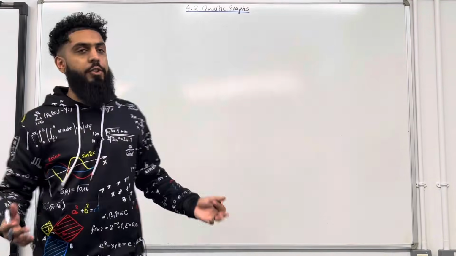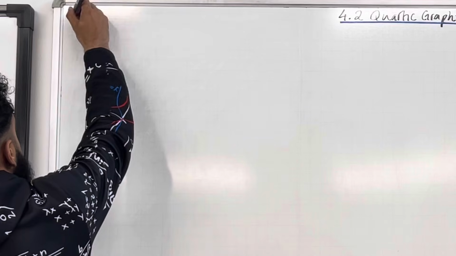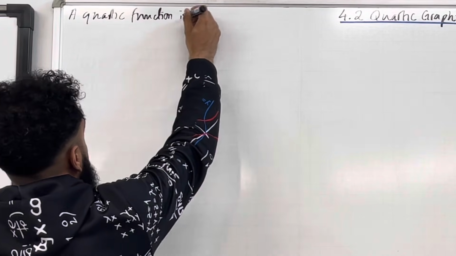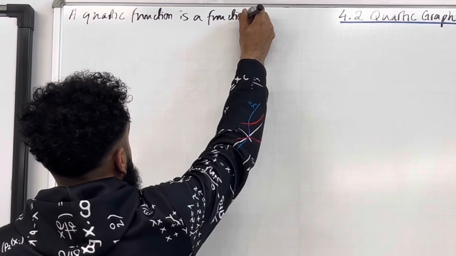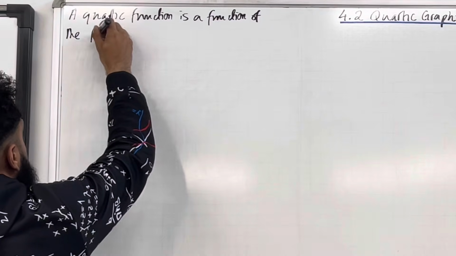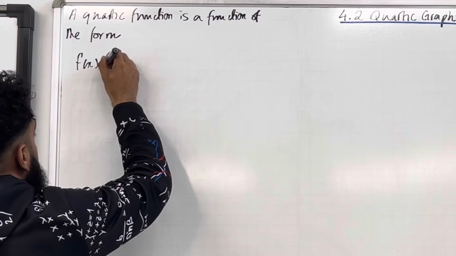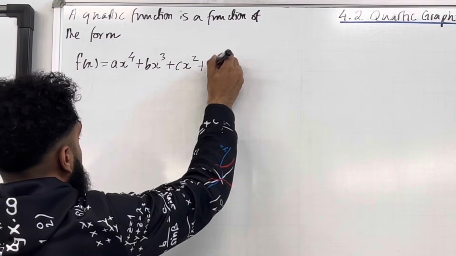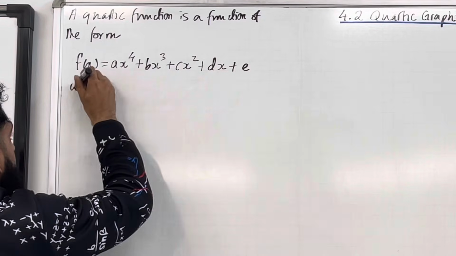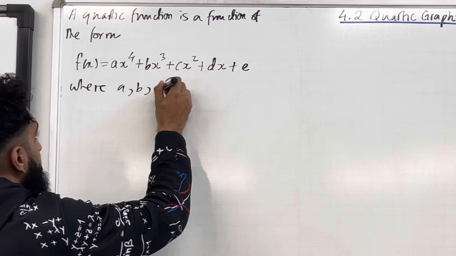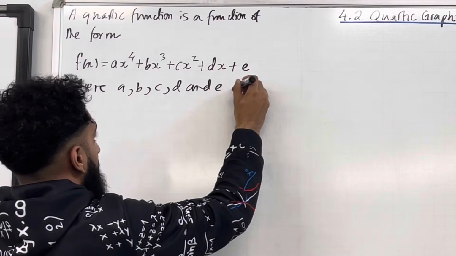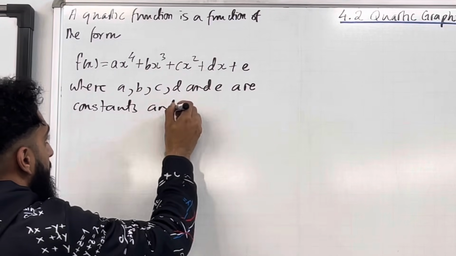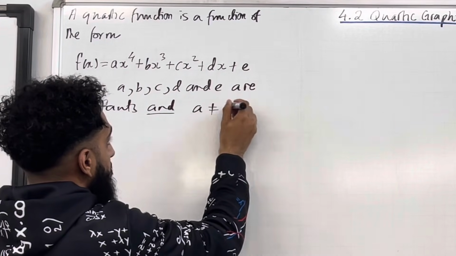Firstly, what is a quartic function? A quartic function is a function of the form f of x equal ax to the power 4 plus bx cubed plus cx squared plus dx plus e, where a, b, c, d and e are constants. And, I repeat, a is not equal to 0.